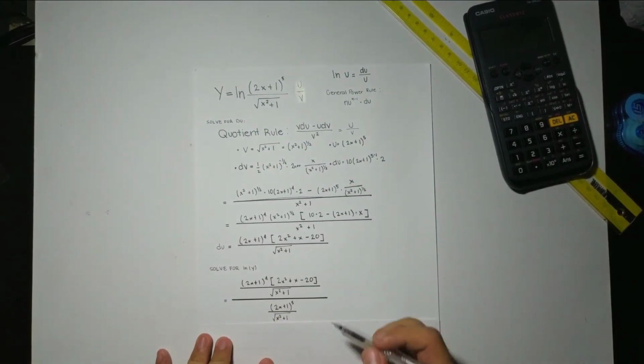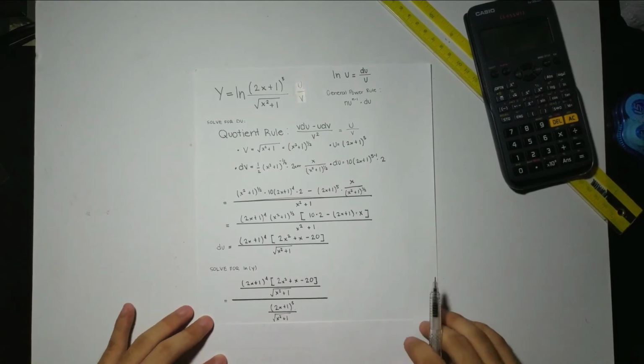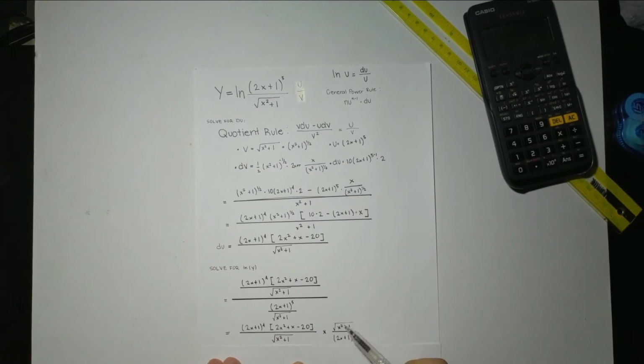We could finish it off right here if our value is in its simplest form. But in our case, we could still simplify the equation. And to simplify the equation, we would need to divide the fraction. And to divide fractions, what we do is we get the reciprocal of the denominator and then multiply it with the numerator, which would end up looking like this. (2x plus 1) raised to 4 times the quantity of 2x squared plus x minus 20 over square root of x squared plus 1 times square root of x squared plus 1 over (2x plus 1) raised to 5.